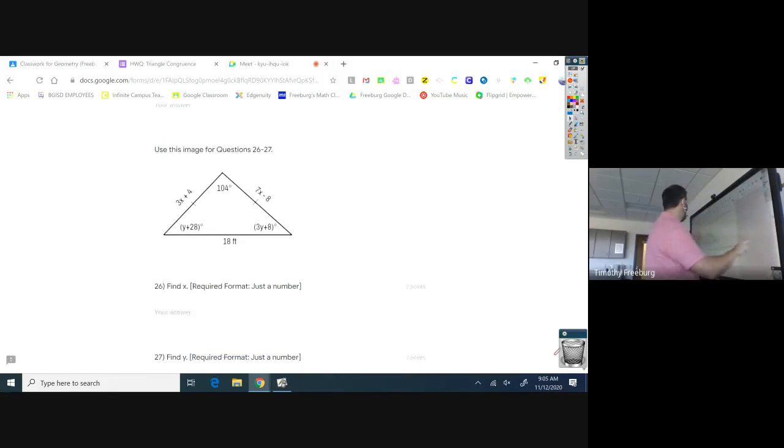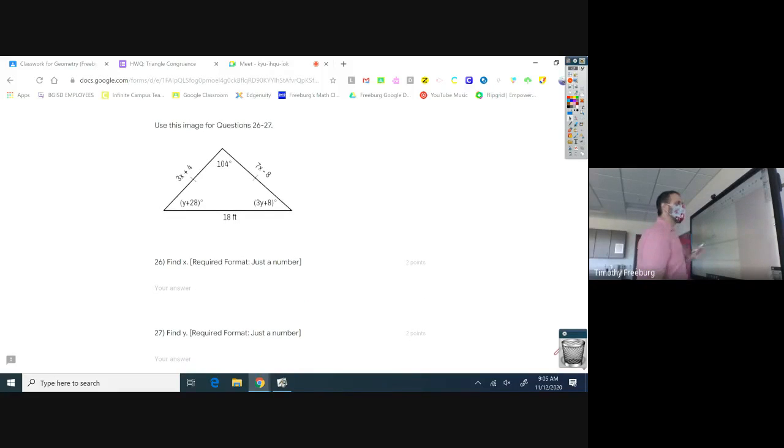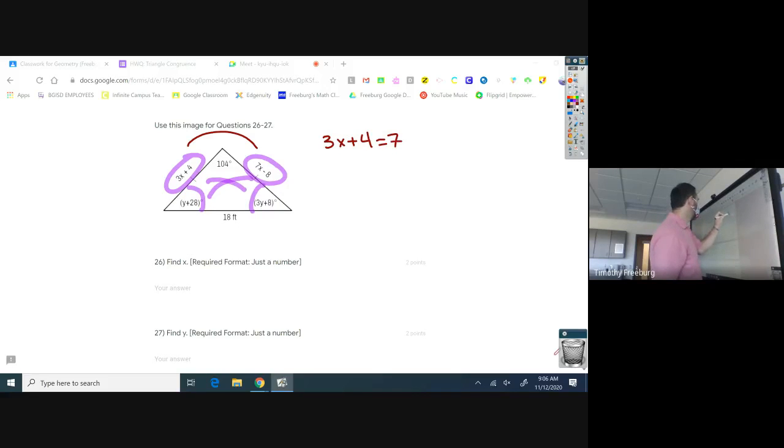Let's try to make this just a little bit more complicated. Now, we're going to throw in some expressions, but all the same concepts are going to hold true here. I still have congruent base angles across from the congruent side lengths. I still have congruent side lengths, so I can set those equal to each other. And I know that all these angles are going to add up to 180. So using what we do know, I'm going to set up my x's first. I know those two sides are congruent, so I know that 3x plus 4 equals 7x minus 8. Get your variables on the same side.